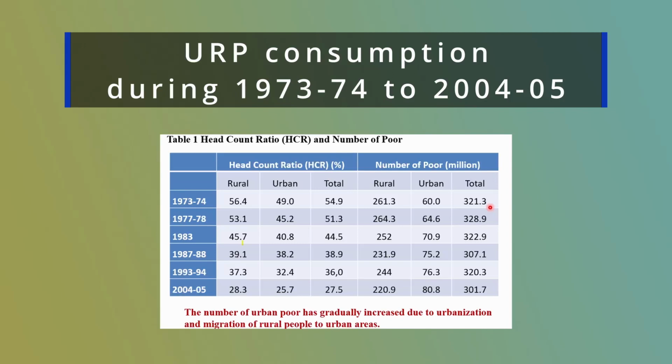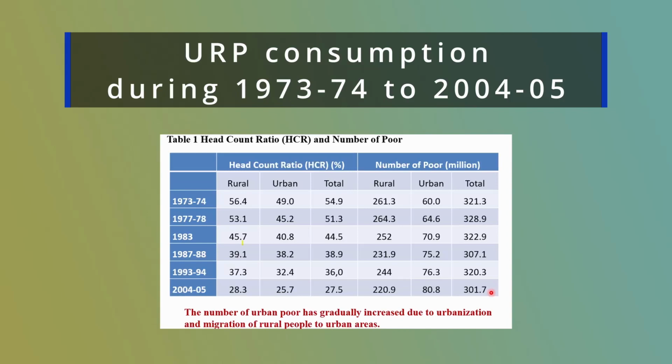But if you consider the number of poor during this period, then in the year 1973-74, 321.3 million people were poor, which increased thereafter to 328.9 million in 1977-78, and thereafter it decreased marginally to 322.9 million. In the latest year, 2004-5, by using this methodology, the estimated poor in our country was 301.7 million.